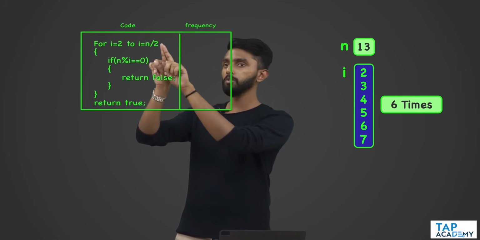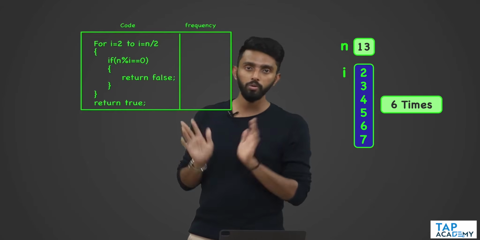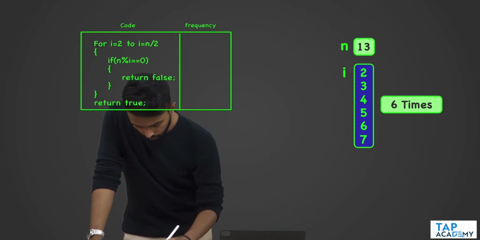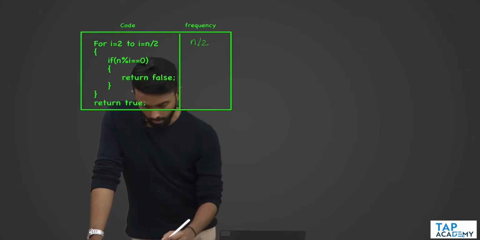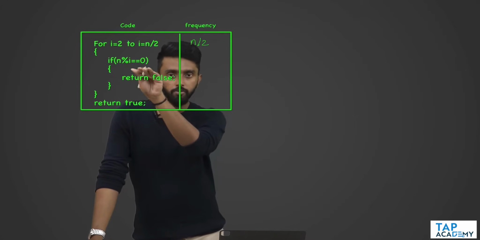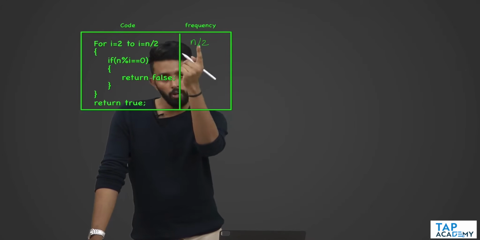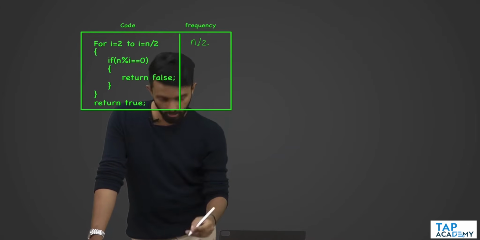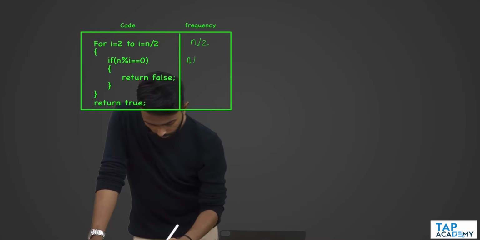So how many times is this working? n by 2 number of times. That is why I'm writing that for you, that this loop will work for n divided by 2 times. Whatever is inside this, that is this if condition, will work one time less, because this count also takes into consideration the termination condition, and hence it is going to be n divided by 2 minus 1.